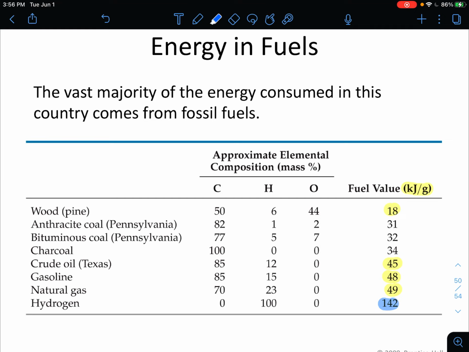Hydrogen is a fuel source. I think it's still around. It's not caught on like some people might have hoped it would, but it still works and it still has interest because it's a large amount of energy per gram. And also burning hydrogen does not generate carbon dioxide, so that makes it particularly appealing as a fuel source.